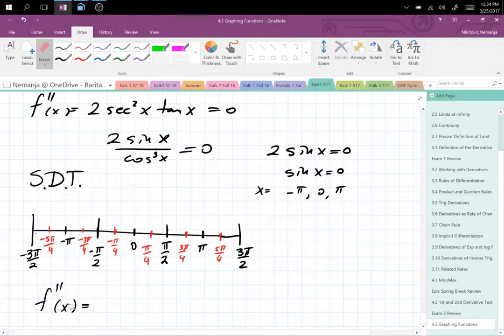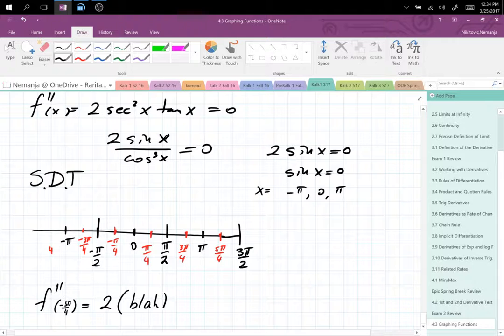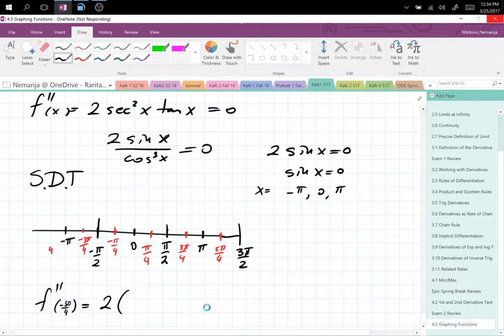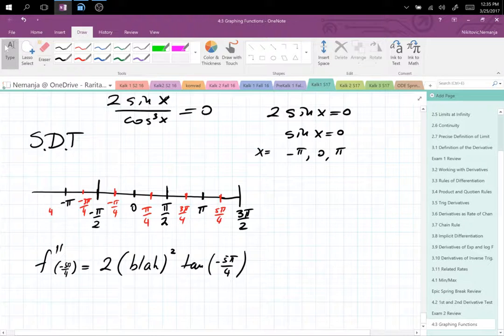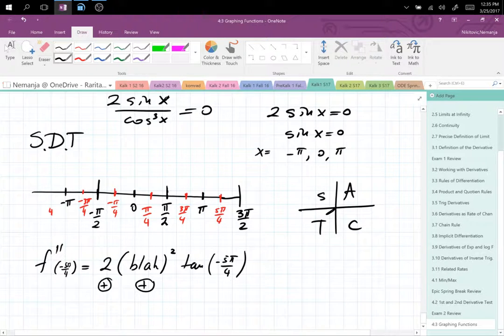We have the first point is negative 5 pi over 4. So, guys, we have 2 times something squared times tangent x, okay? The 2 is positive. Something squared is positive. I don't care what it is. So technically everything falls into what's happening with the tangent, right? So if tangent is positive, then I multiply 3 positives. If tangent is negative, it's negative, right? Now 5 pi over 4. All students take calculus, right?